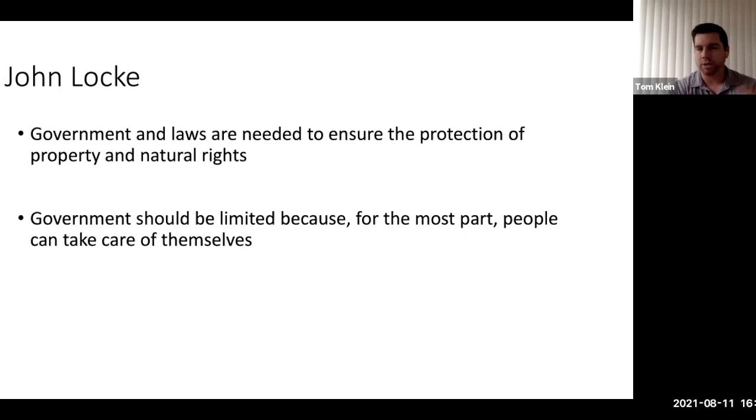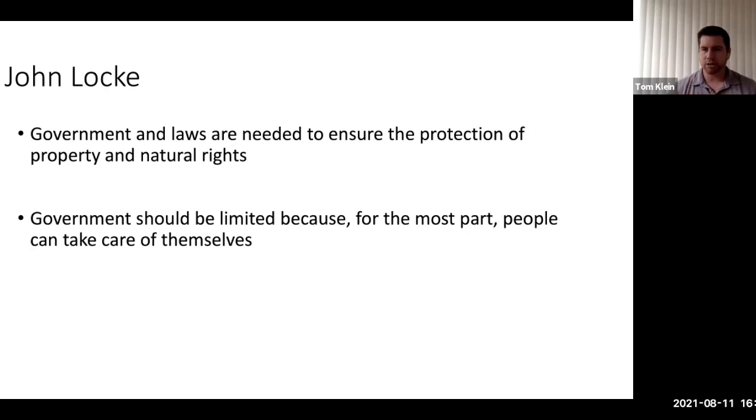The government, according to John Locke, is around for two reasons. One, to protect private property. He was very big on private property. And two, to protect natural rights. Okay, people can generally take care of themselves.